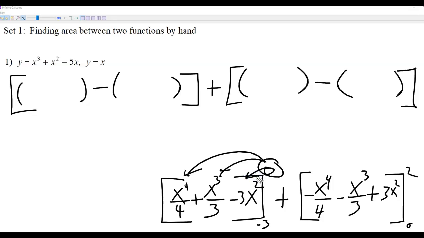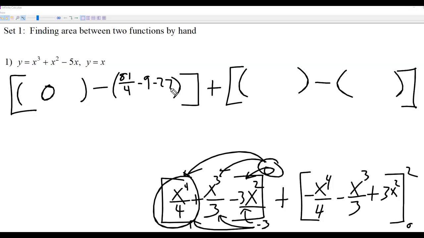Now if I do, I get 0. So that's nice and easy. Then I'm going to be plugging in -3. That's going to be not nice and easy. So if I plug in -3 to this first fraction, I'm going to end up with 81 over 4. Plugging in -3 to the next one, I'm going to get -27 divided by 3 is -9. And then plugging in -3 to this last one here, I'm going to get +9 times -3 is -27.